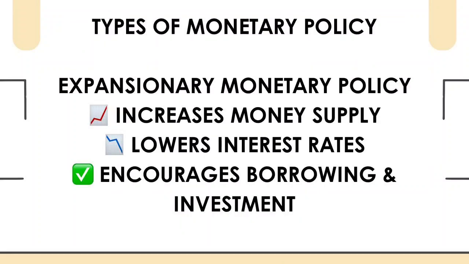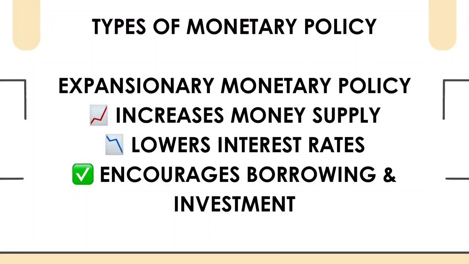Now let's understand the 2 types of monetary policy. This is one of the most frequently asked questions in CBSE and CUET. Let's begin with expansionary monetary policy. Imagine the economy is slowing down. Businesses are not investing. People are buying fewer goods. Factories reduce production. Unemployment starts increasing. In such a situation, RBI wants people and businesses to borrow more and spend more.